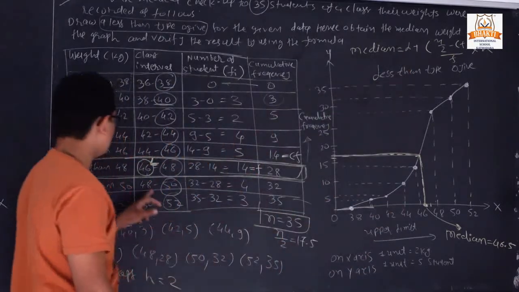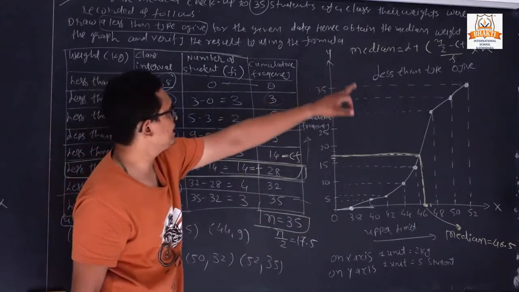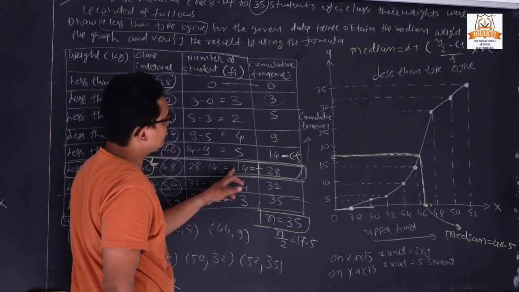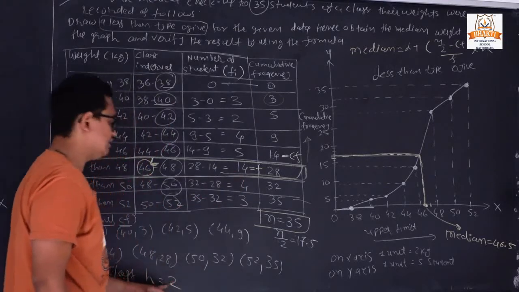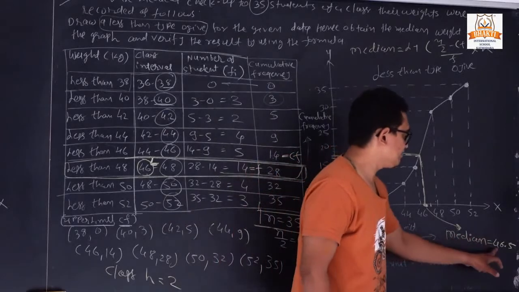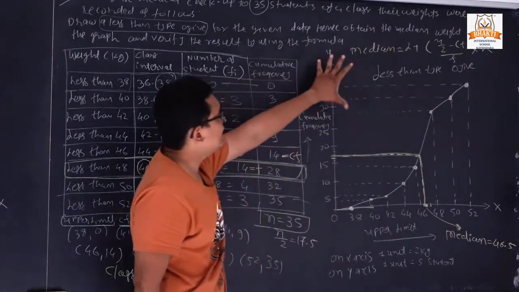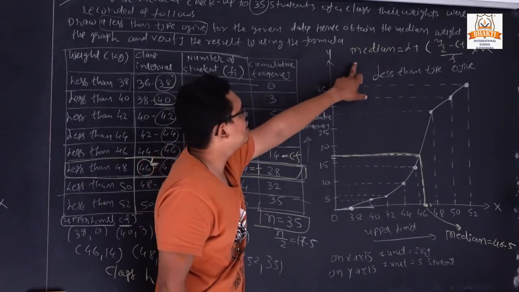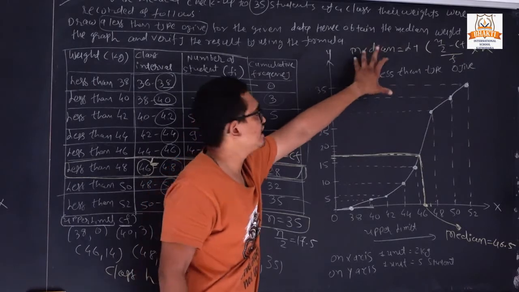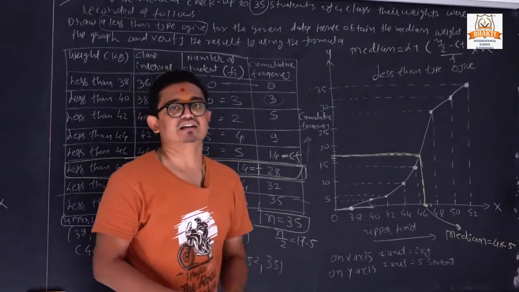L is equal to 46, N by 2 is 17.5, CF is 14, F is also 14, and height is equal to 2. So you can get the same answer. Median is equal to 46.5. So you can try to find the value of the median by using the formula at home, and you can match both answers yourself.